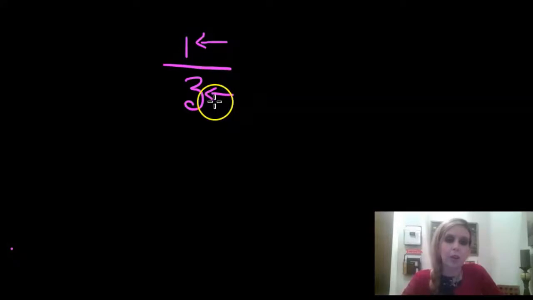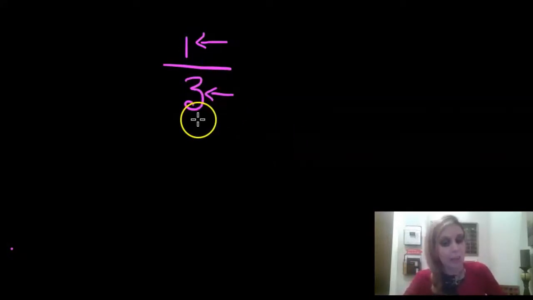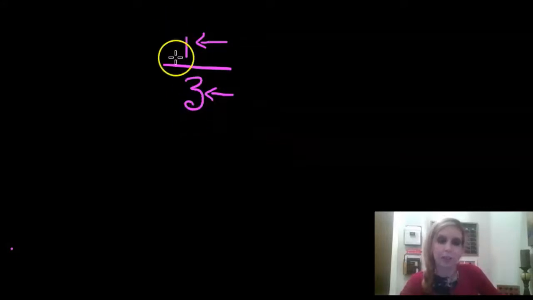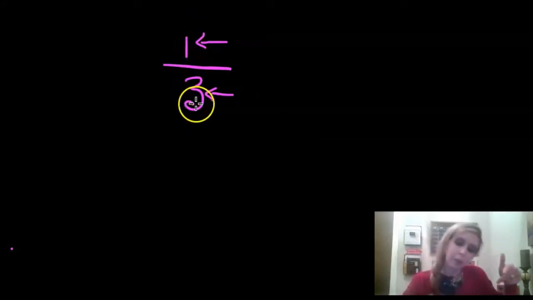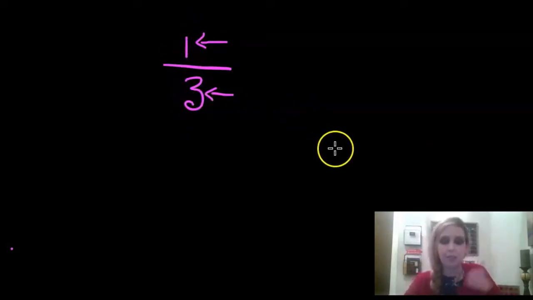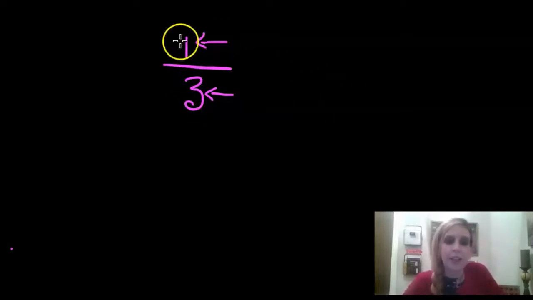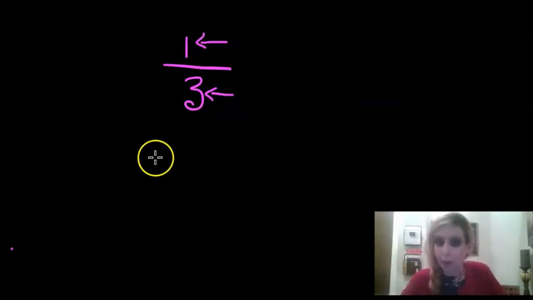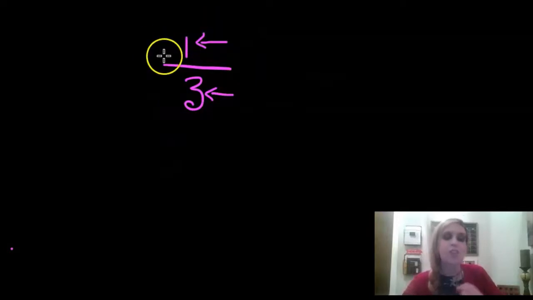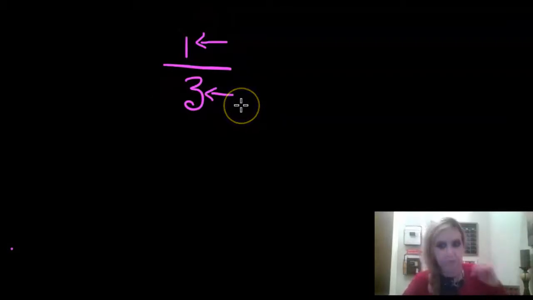On the top is the numerator. So in this fraction, 1 is our numerator. The number on the bottom is our denominator. So in this fraction, 3 is our denominator. Number on top, numerator. Number on bottom, denominator. Good? Now this is a proper fraction. Why? Because the numerator is smaller than the denominator.